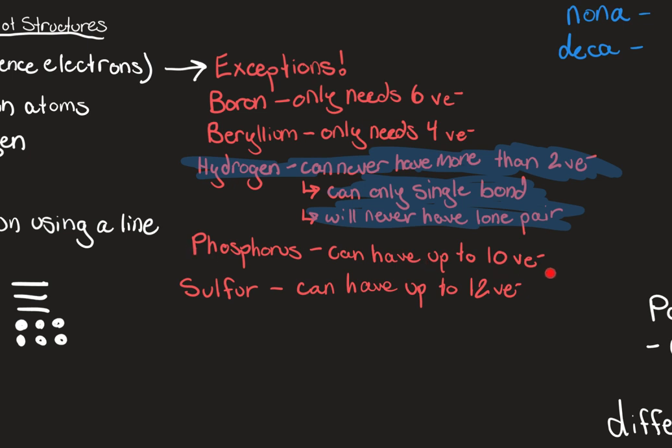And then phosphorus can have up to 10, and sulfur can have up to 12. So I want you to make sure when I say up to, I'm saying it can have 8 to 10 or 8 to 12, okay? So it's still happy if it just has 8 valence electrons. You will find that there are Lewis dot structures where you can only fit 8 valence electrons on a phosphorus or a sulfur, just because you have a limited amount of valence electrons. But those two elements can have up to 10 or up to 12.